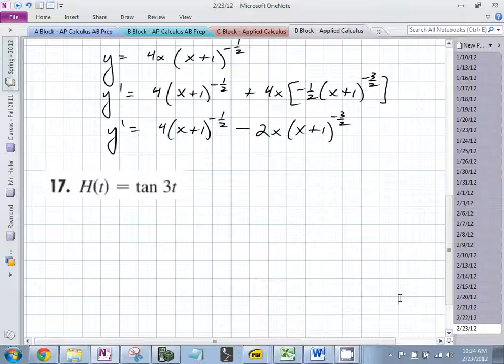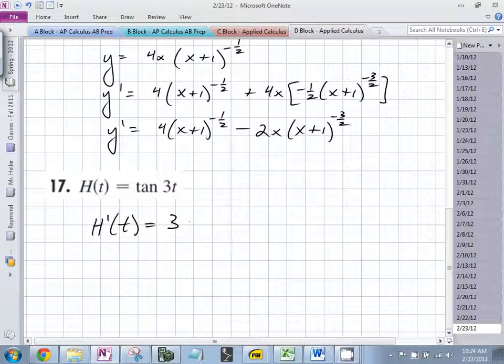So, what do you end up with? H prime of t is going to be equal to 3 times the derivative of tangent. What is the derivative of tangent? Secant squared. Secant squared 3t. I like that. So what's h double prime going to be?